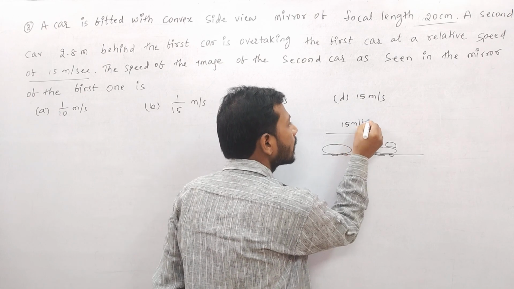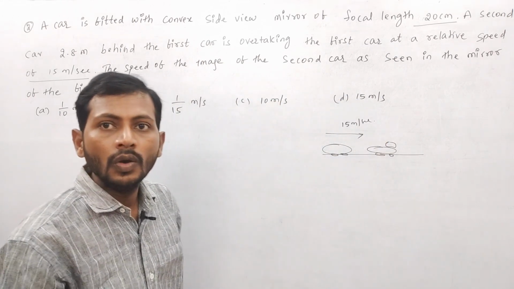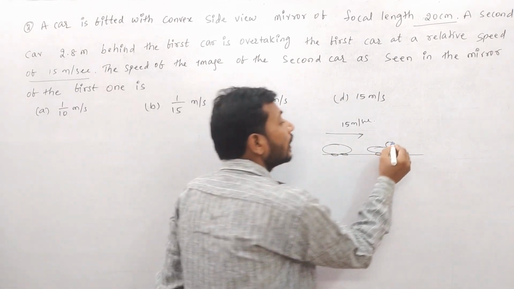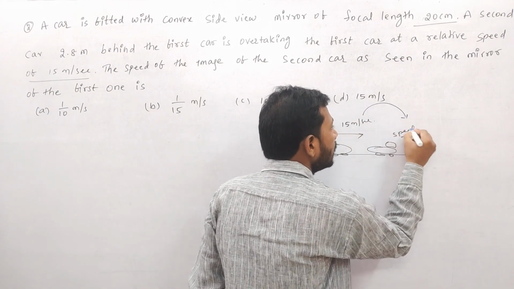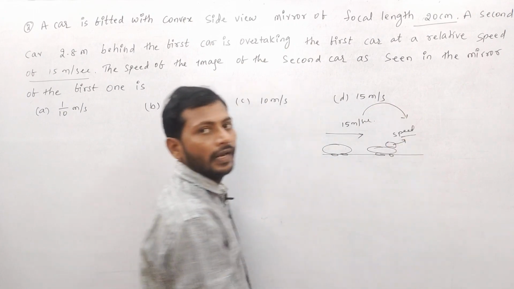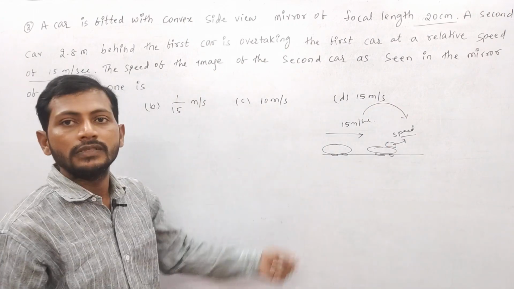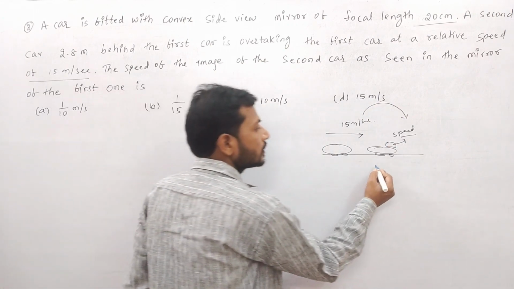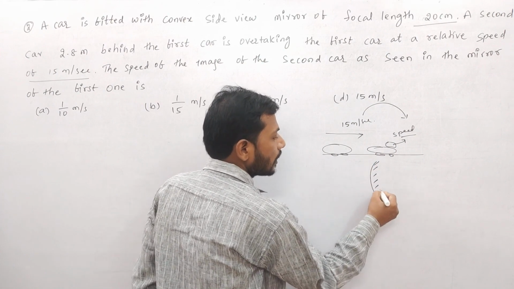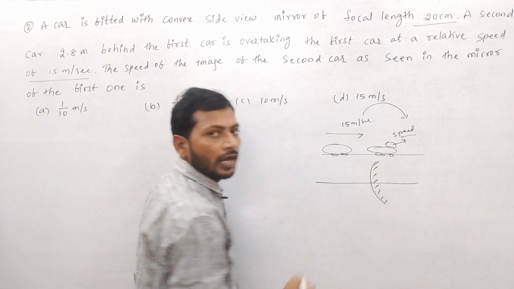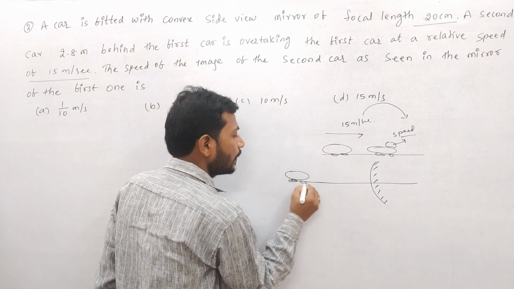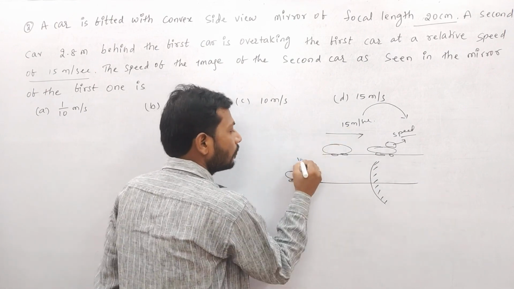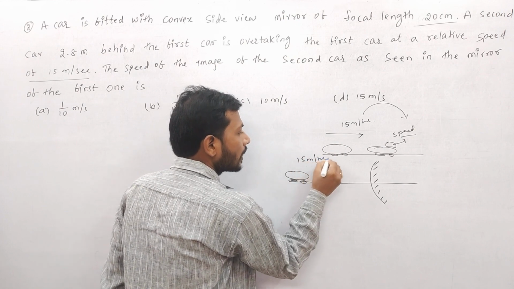15 meter per second. Then we have to calculate the speed of the image. This image speed in this mirror we have to calculate. Rear view mirror means you are going to use the mirror formula we know. Sir, this is the convex mirror, this is the first car's mirror. Here the second car is coming with a speed. What is the speed? 15 meter per second.